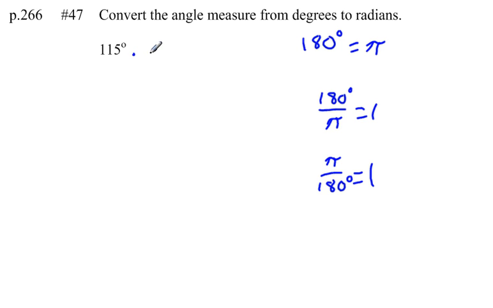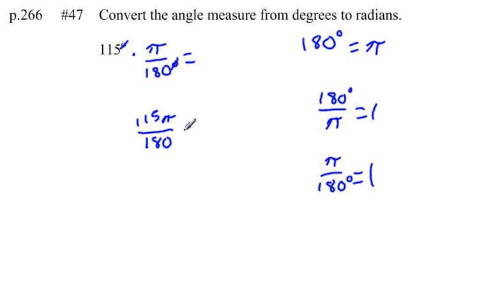So times pi over 180 degrees. The degrees will cancel out. That's perfect. That's what we want to happen. So if I do that multiplication, degrees will cancel. I end up with 115 times pi over 180.